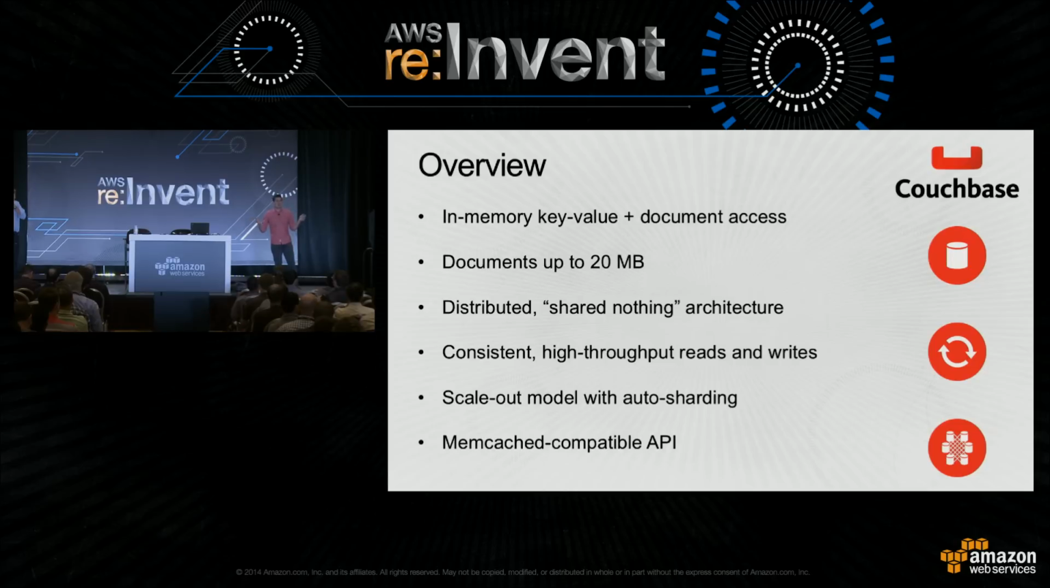Anyway, Couchbase is the third and final NoSQL data store that we're going to talk about today. I love Couchbase. It's a great, flexible NoSQL data store. It has a strong history, and it works really well on EC2 and AWS.